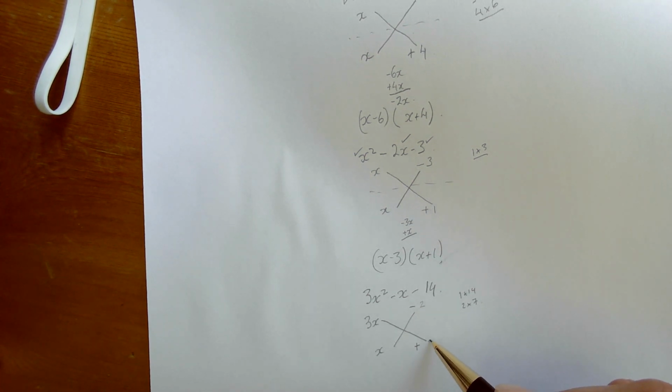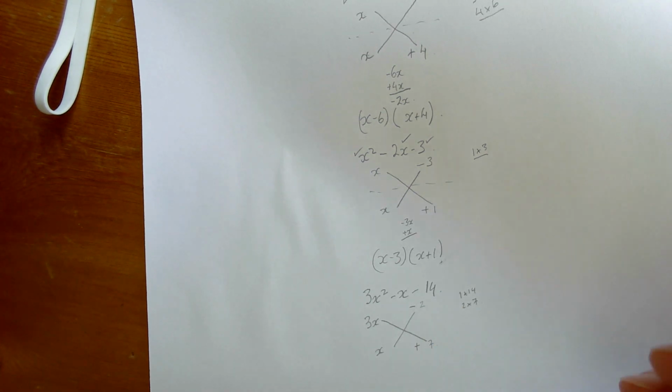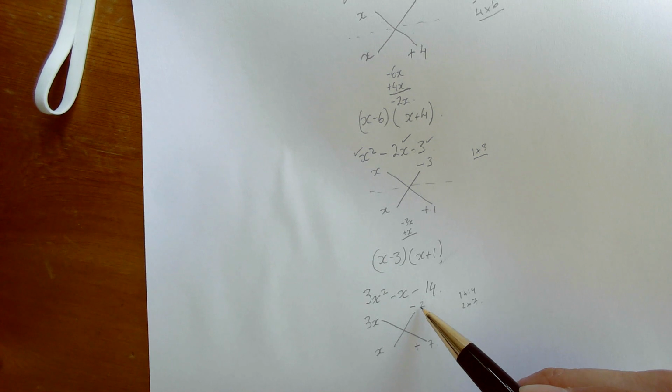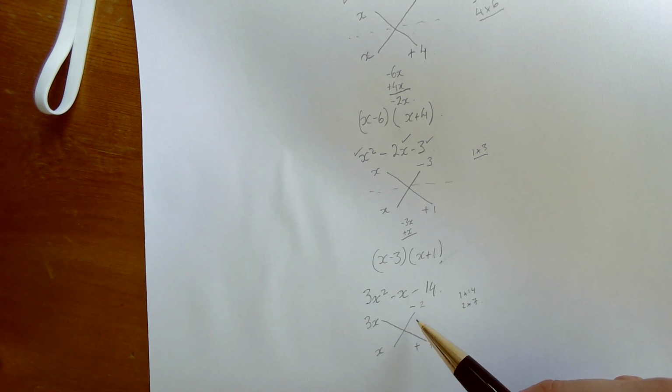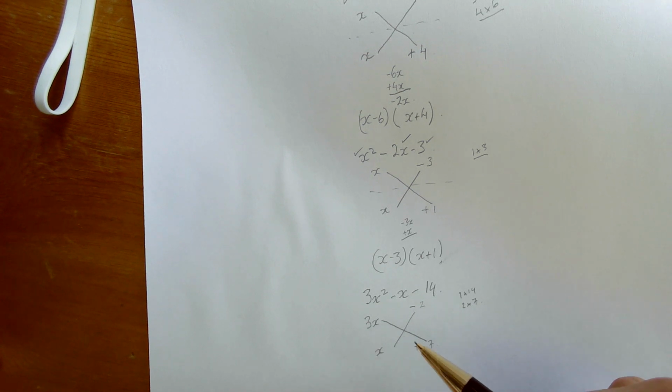Let's say we have a minus 2 here and a plus 7 here. x times 3x is 3x squared. Plus 7 times minus 2 is minus 14. So far, so good. Now going across, minus 2 times x is minus 2x, and plus 7 times 3x is plus 21x. Now, minus 2x plus 21x does not give us minus x. And that's why we have this cross method, so that we can experiment a little bit.